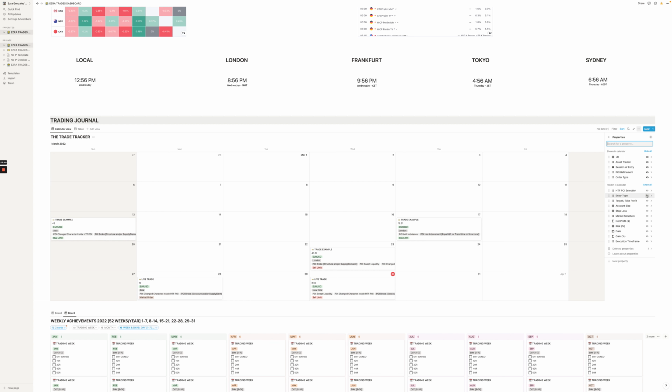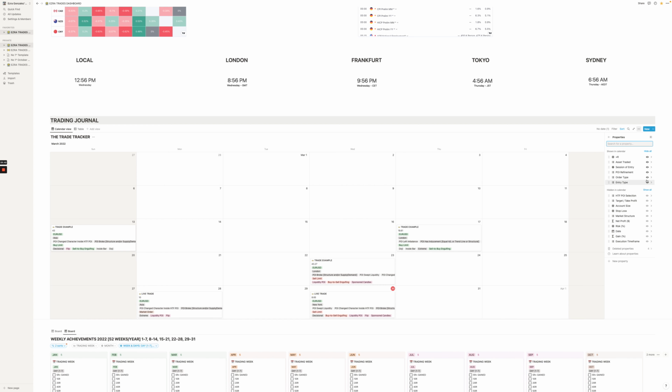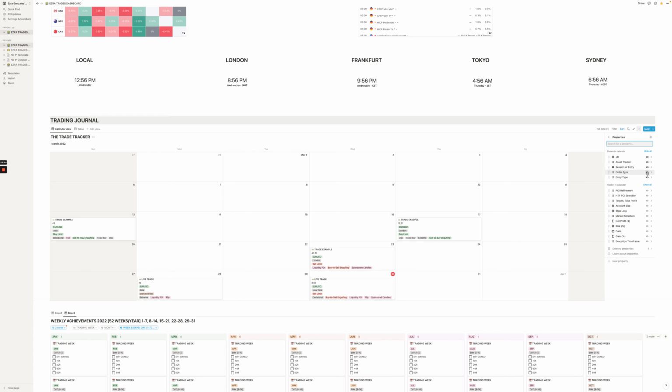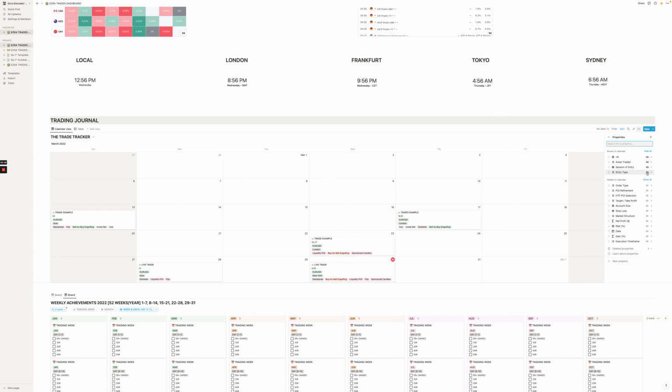My entry type. Well, let's say, for example, I don't want to show my refinements or my order type, it would be entry type. So now I can see, for example, all right, I saw that I hit 10R euro. I saw an extreme liquidity POI, a liquidity POI, liquidity POI, a flip, an inside bar.